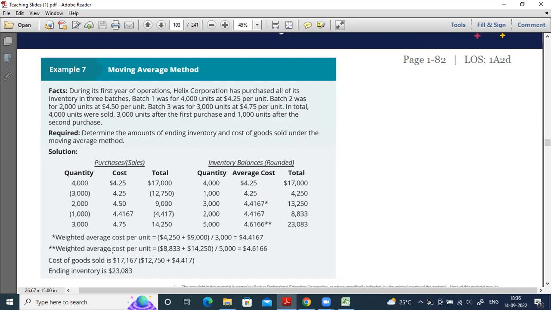Sir, how did we get the ending inventory? Very simple. In this particular statement, what is the total value of inventory? 23,083, right? The same that we showed as ending inventory. Okay, sir.